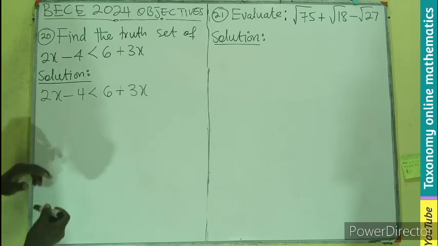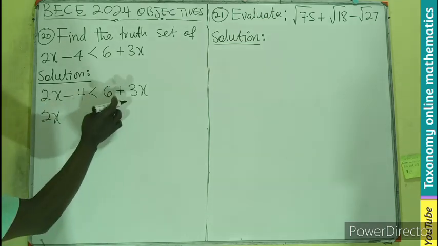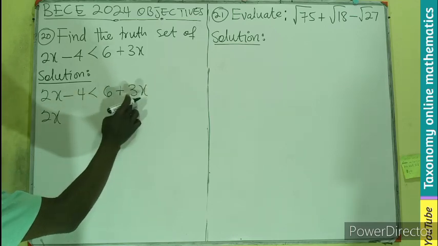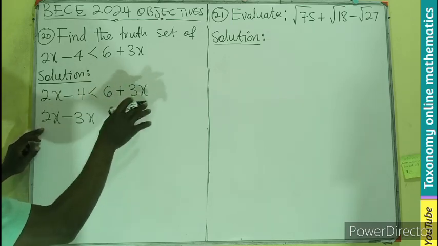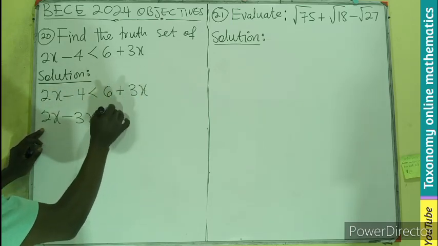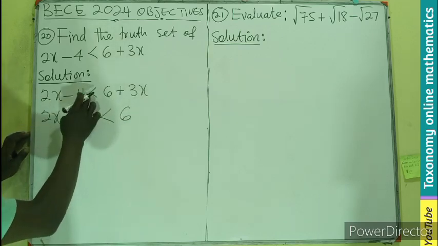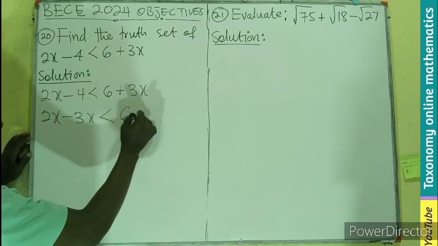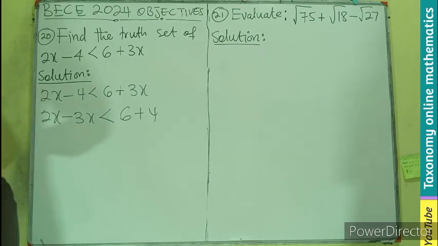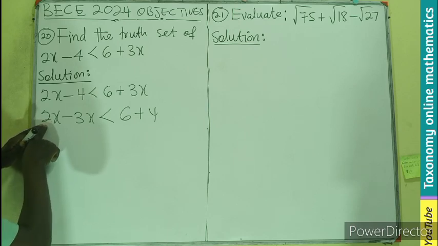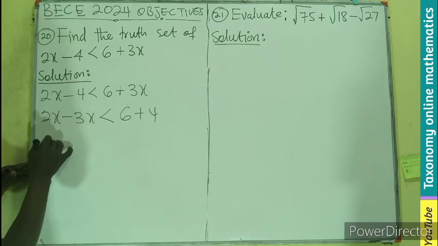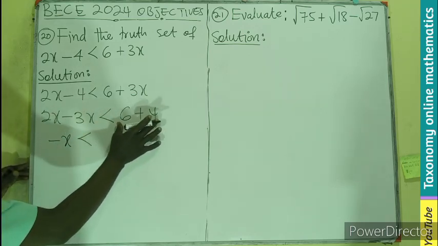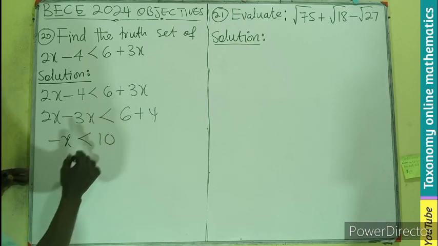So maintaining the 2x here, I am going to transpose the positive 3x to become negative 3x, as in subtracting 3x from both sides. That will eliminate it from here. Then less than 6. If I add 4 here, I'll be getting 0. I need to add 4 here also, meaning adding 4 to both sides, subtracting 3x from both sides. So here is 2 minus 3. That will be negative. Then you attach the x, so negative x less than 6 plus 4 will be 10.